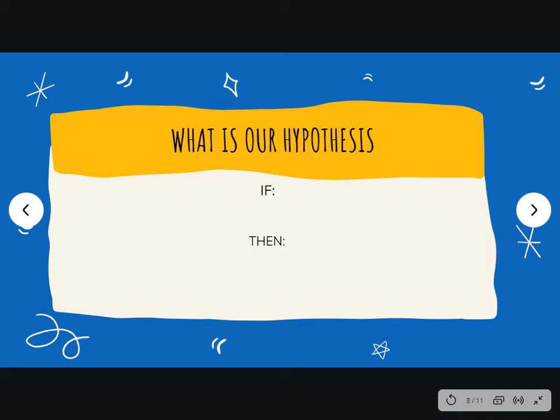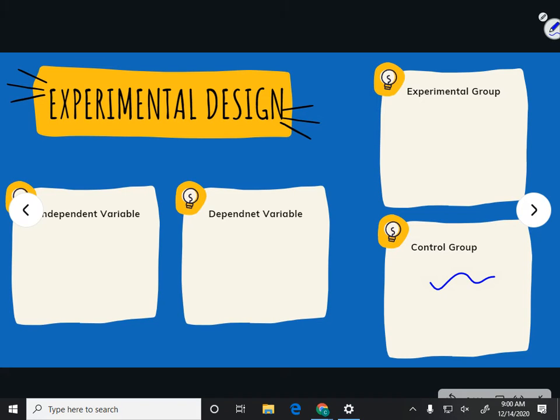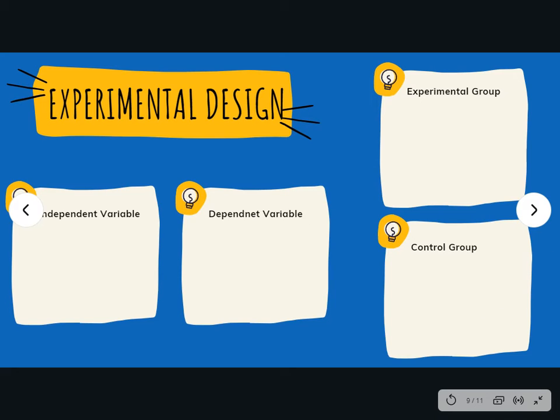So now the next step after a hypothesis is to design an experiment. We need an independent variable. We need a dependent variable. We need our experimental group, and we need our control group. So, can I write on this? Aha, I can.